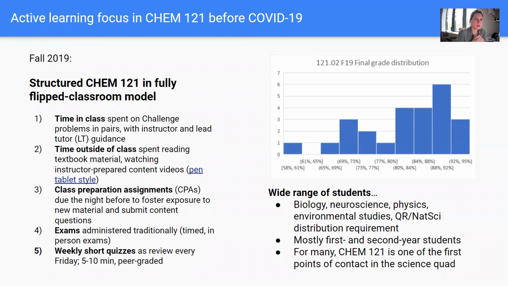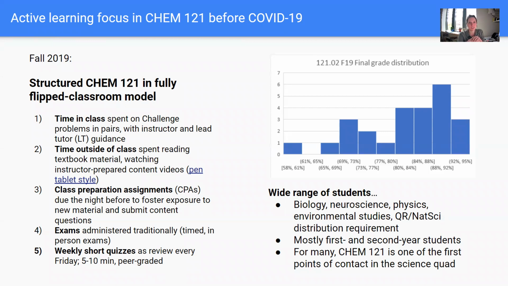And then students were asked to complete a class preparation assignment, or CPA, the night before, and this would foster exposure to the new material that we would talk about and work with in the next class. And they were able to communicate any content questions that they had as well.